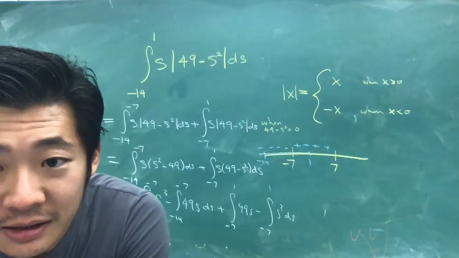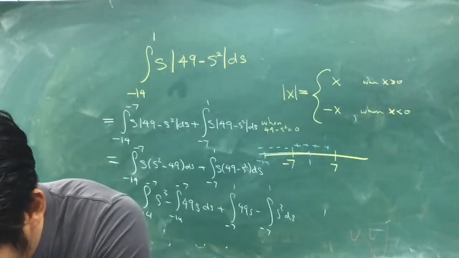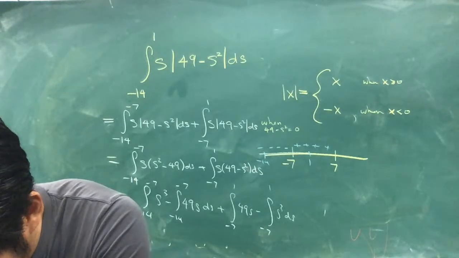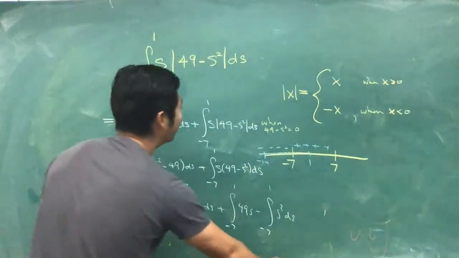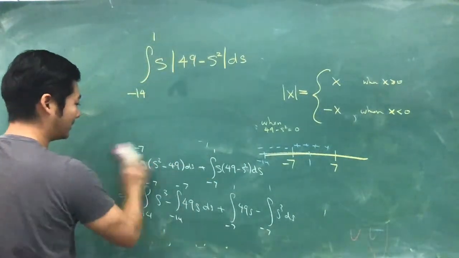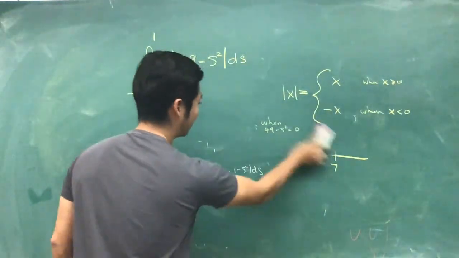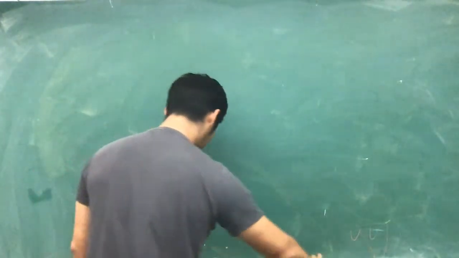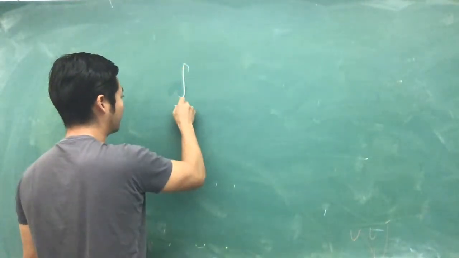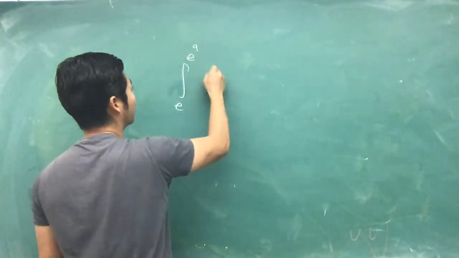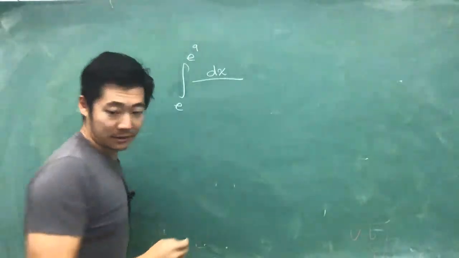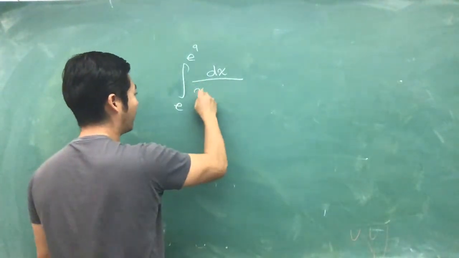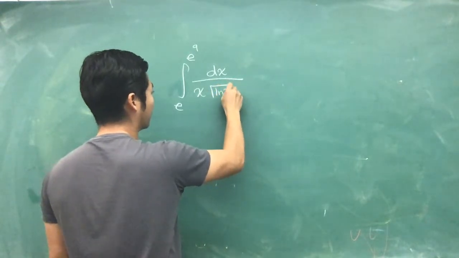WebWork 6. Oh, okay. The integral from e to the 9 of dx over x times the square root of natural log x.